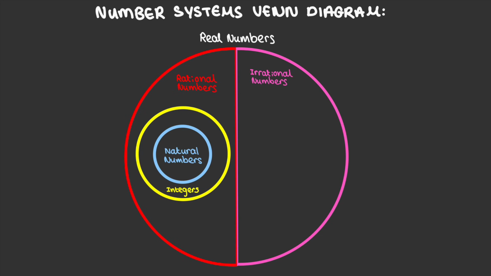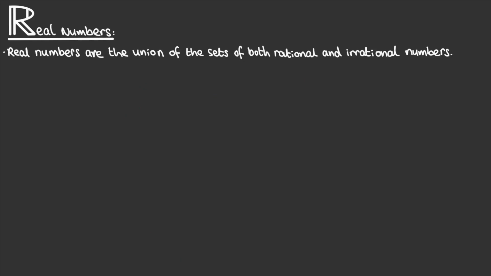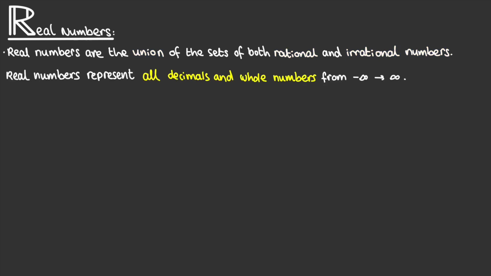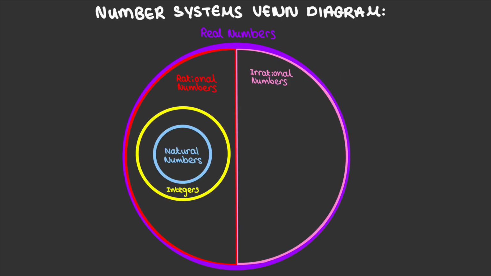We can see that the set of real numbers is made up of the sets of rational and irrational numbers, and the sets of integers and natural numbers are subsets of the set of rational numbers. The set of real numbers is the union of the sets of both rational and irrational numbers. The set of real numbers represents all of the decimals and whole numbers from negative infinity to positive infinity. So taking a look at the Venn diagram again, we can see that the sets of both rational and irrational numbers are subsets of the set of real numbers, and the sets of integers and natural numbers are subsets of the set of rational numbers.